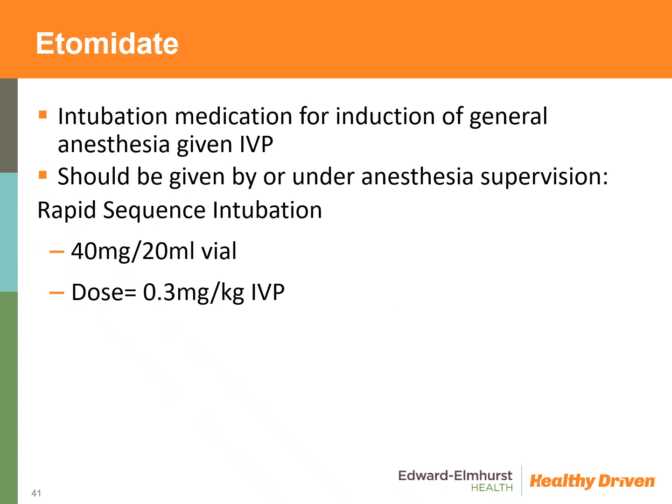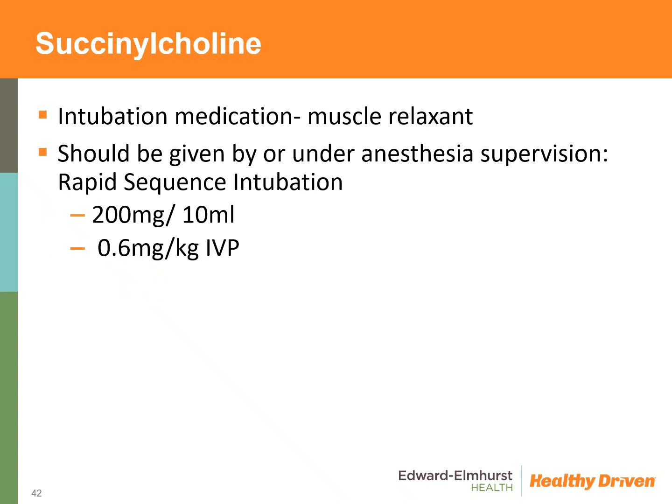Etomidate is an intubation medication given for induction of general anesthesia and given IV push. It should be given by or under anesthesia supervision. For rapid sequence intubation, it comes as 40 milligrams in a 20 mL vial. The dose is 0.3 milligrams per kilo IV push.